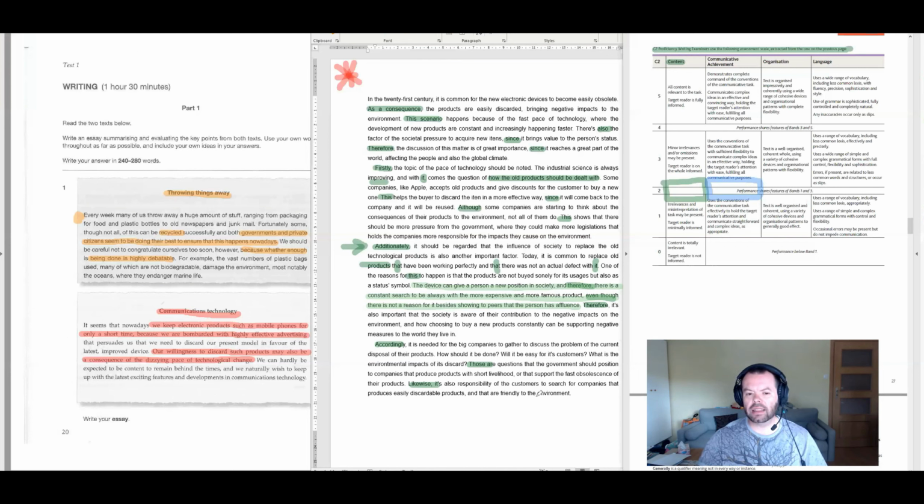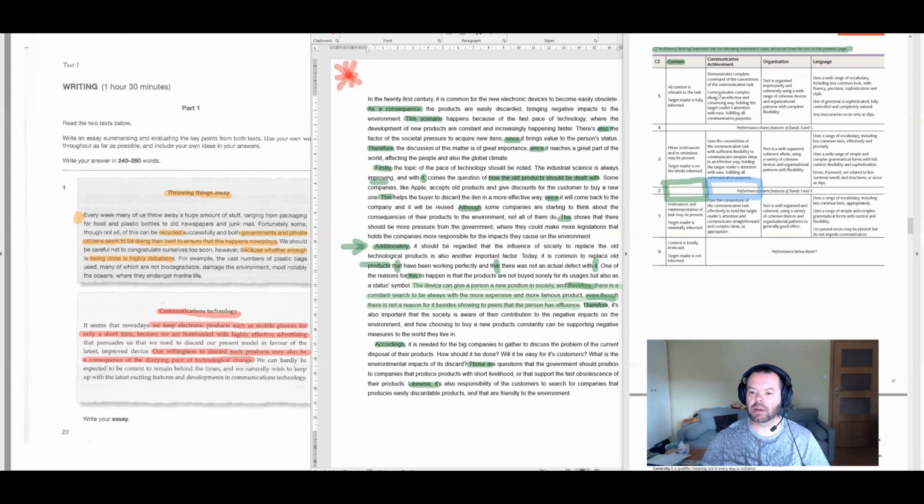Okay, so I would say that the organization of this text is pretty strong. "This text is a well-organized, coherent whole using a variety of cohesive devices and organizational patterns with flexibility." I would agree with that. Can we go higher? "Text is organized impressively and coherently using a wide range of cohesive devices and organizational patterns with complete flexibility." I wouldn't say we can go that far.